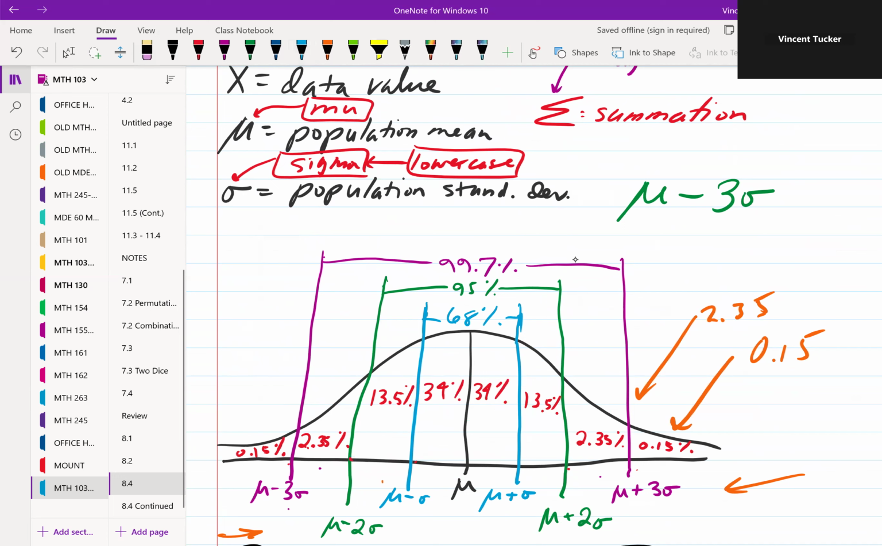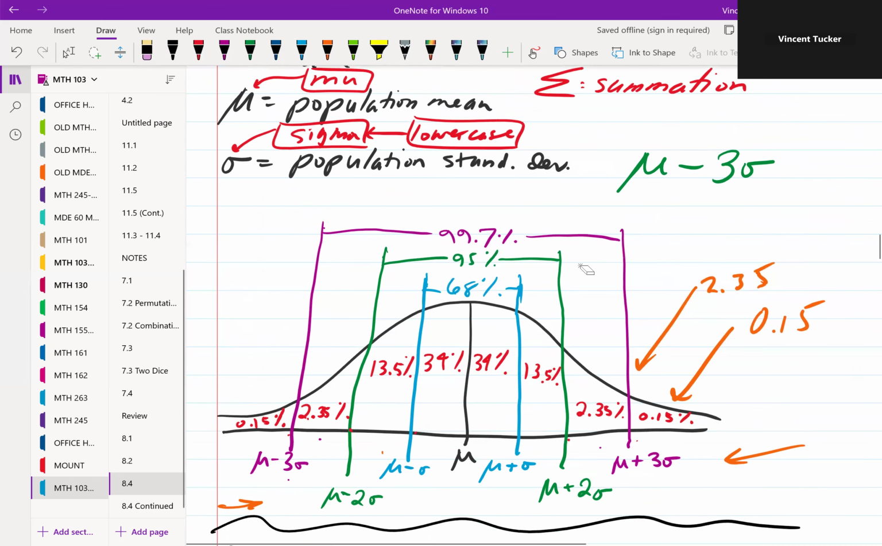Then if you go two standard deviations out, in other words, add another standard deviation and subtract another standard deviation, these four percentages, when you add them together, that will give you 95% of your data. Going out three standard deviations, that will give you 99.7% of your data. And then those 0.15s on the tail ends will add up to finishing it off at 100%.